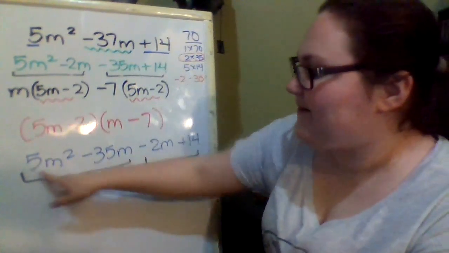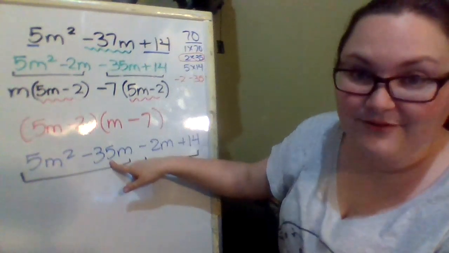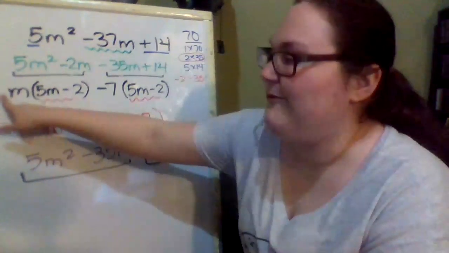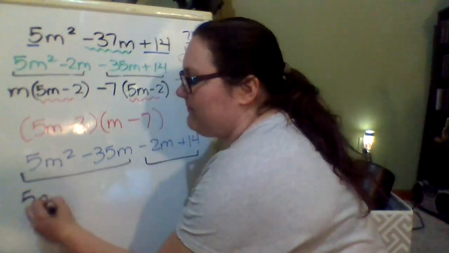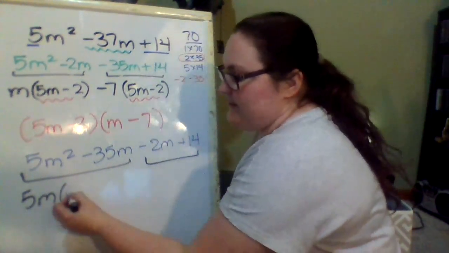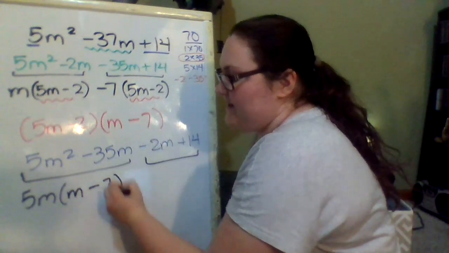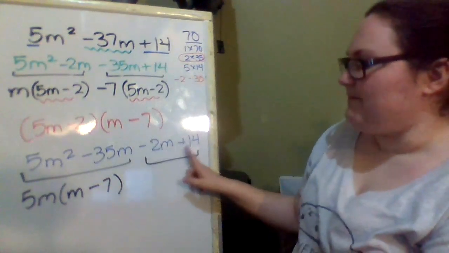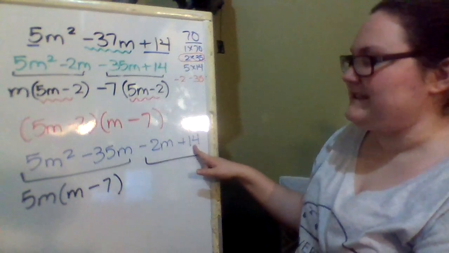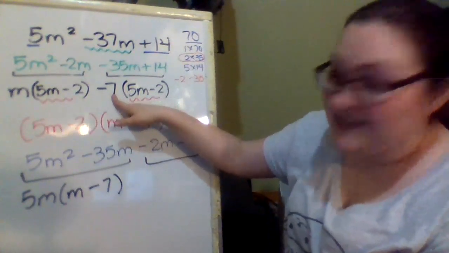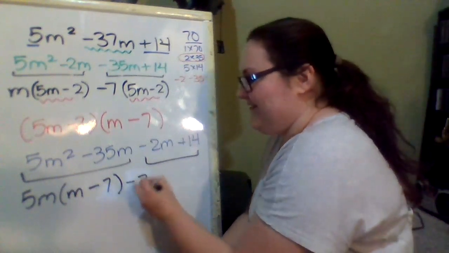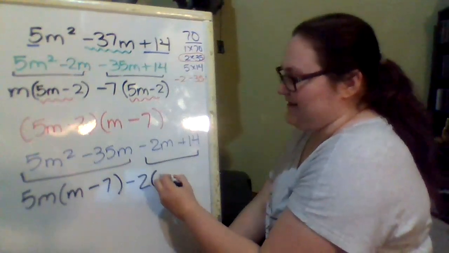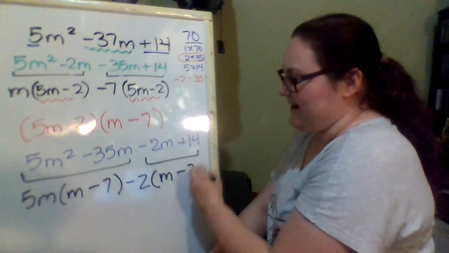If I'm looking at 5m squared minus 35m now, I'm not going to have a GCF of 1. I'm now going to have a GCF of 5m. And in the parentheses, it would be m minus 7. And then same thing for the second part. If I've changed it to a 2 and a 14, I'm not going to have a GCF of 7 anymore. The GCF of 2 and 14 is going to be 2. And then in parentheses, I'm going to have m minus 7.